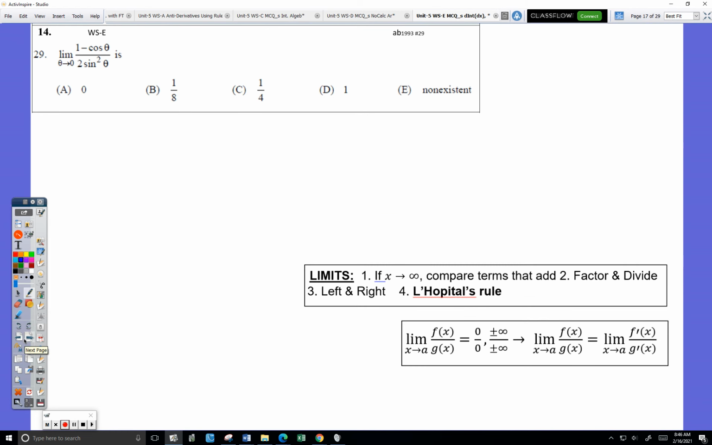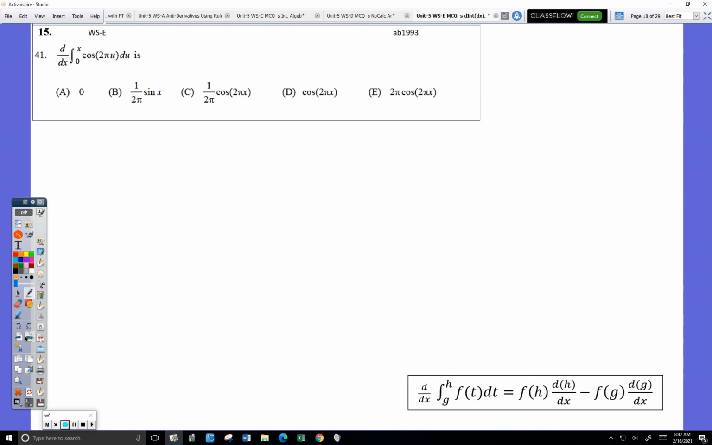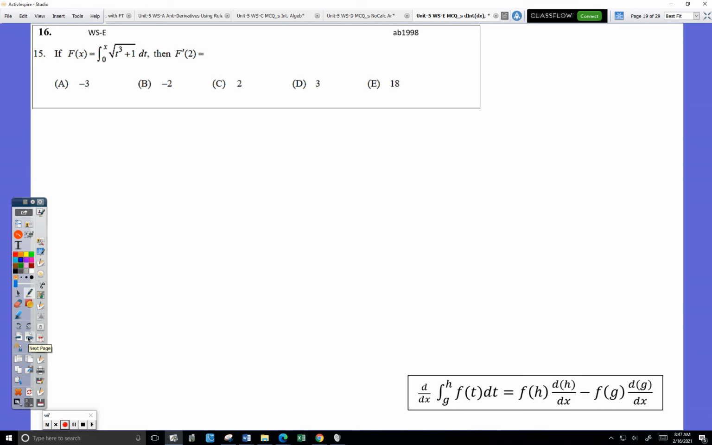I'll let you work on that one with L'Hopital's rule. Just don't forget that sine squared of theta means this. Like that. So do that one at home. The notation here is different, but it's not a new problem. It just says find the derivative of an integral. So we talked about how to do that. That one's very straightforward.